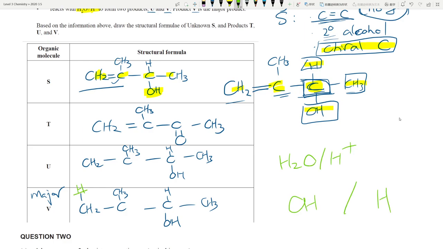So for the major product, the H is going to go to the carbon that has more H's, because if you compare these two carbons that are underlined, the carbon on the left has more H's, so it's more likely going to get another H, and then the OH is going to go here. And then the other one is just the other way around, and then you're done. Okay, so that's question one sorted. Let's move on to question number two.